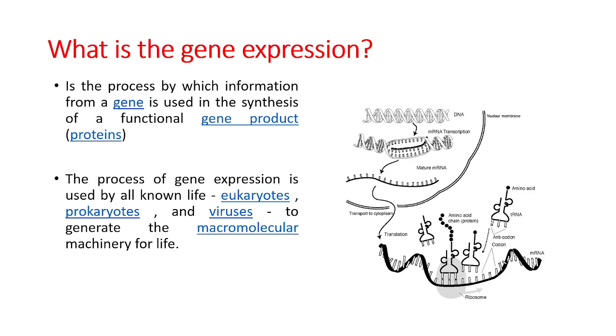Gene expression is the process by which the information from a gene is used in the synthesis of a functional gene product. The functional gene product is basically a protein. A gene is responsible for storing information, which is very important. But to carry out a particular function within an organism, the gene needs to be transcribed to mRNA, followed by translation into the protein sequence. So the gene is transferring the information in the form of proteins. The process of gene expression is very common in eukaryotes, prokaryotes, and viruses, to generate the macromolecular machinery for life.